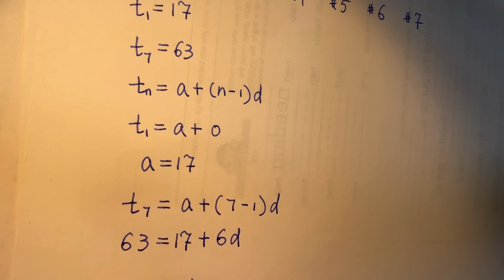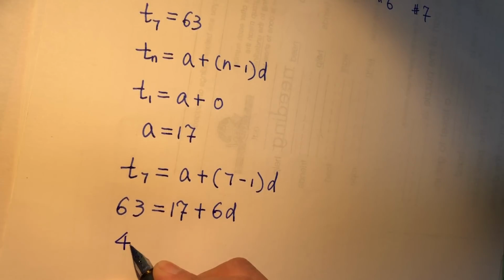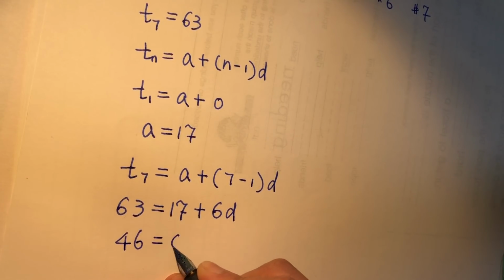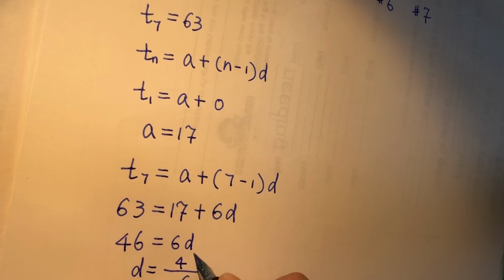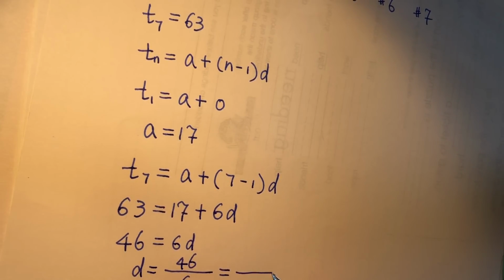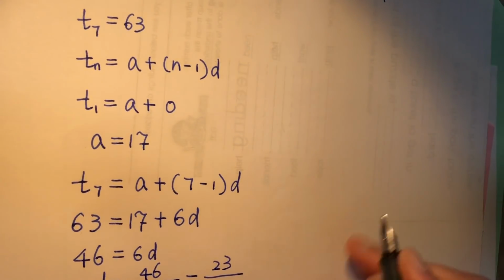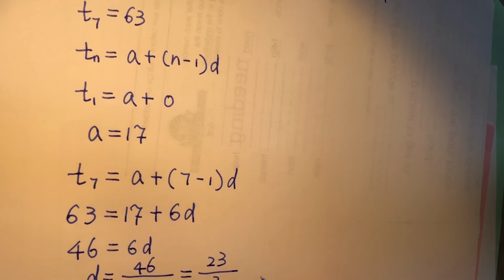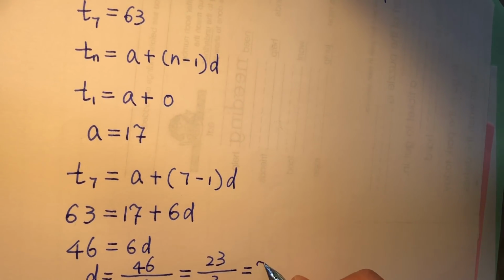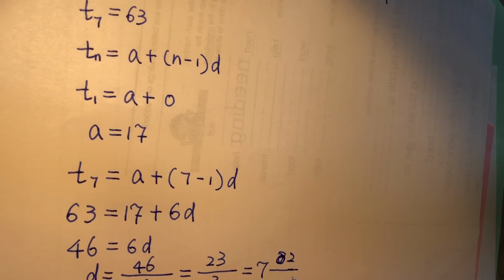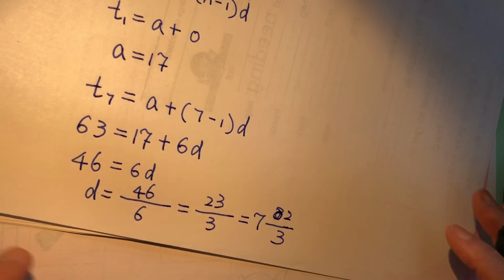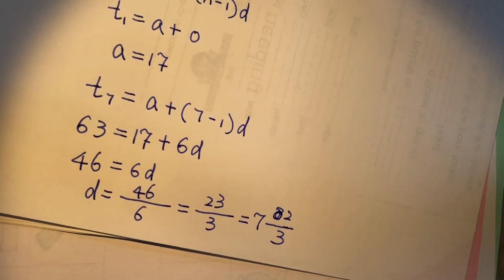And this one we need to do some calculation. 46 equal to 6D, and D equal to 46 over 6, equal to 23 over 3. So it's also 7 and 2 over 3.